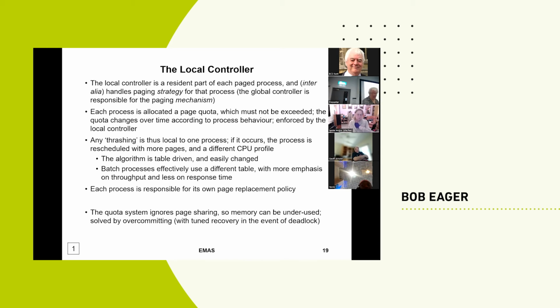Now, the quota system actually ignores the fact that if you allocate every process that's running a quota or its local controller, a lot of these pages will be shared between processes, because they're the same pages, like parts of the Edinburgh subsystem. So memory gets underused. And the way you solve that is you overcommit the memory by some percentage. You say, well, okay, we've only got this amount of memory, but we're going to pretend we've got 20% more. And that'll be fine, because they'll overlap and it'll all work.